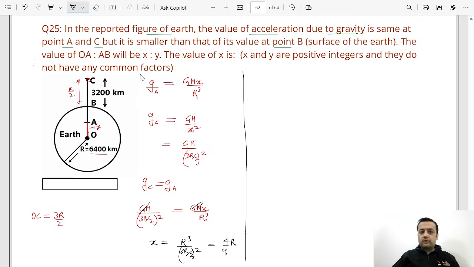Now we want to find the value of OA is to AB. OA is 4r by 9. AB will be r minus 4r by 9, because this is r. So r minus 4r by 9 means 5r by 9. That means OA is to AB will be 4 is to 5. So x will be equal to 4. I hope you would have understood.